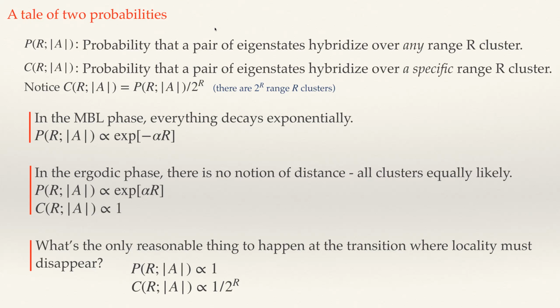Okay, and then we can step back and ask, what's the only reasonable answer for what happens at the transition, where locality must disappear? What should be the probability that a pair of eigenstates hybridizes over any range R cluster? There are only 2 reasonable answers. Either P has to be 1 or C has to be 1. One of these has to be range independent. Either it looks just like the ergodic phase, which would be weird but not impossible, or somehow the probability to hybridize over any range R cluster is 1. We've lost all notion of locality. That's what's going on.